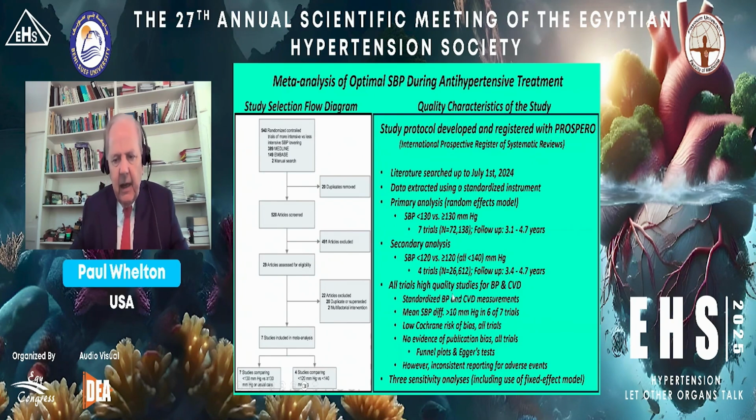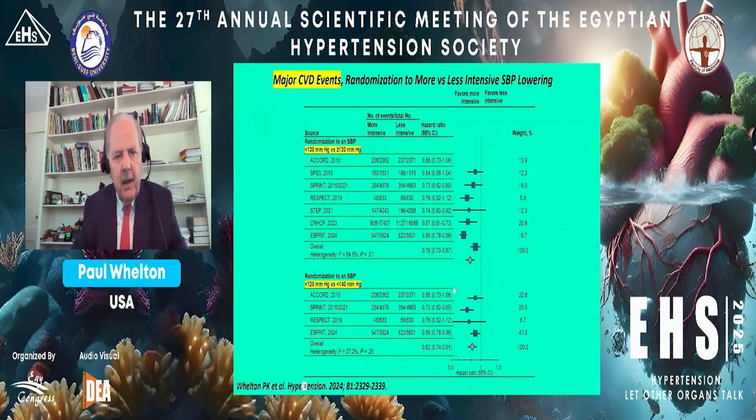We did 3 sensitivity analyses that I'll talk about in a moment. So let's cut to the chase. Here we're looking at major cardiovascular events as the outcome, and we're looking at, in the top panel here, less than 130 versus 130 or higher trials. Here is the line of identity, and everything to the left here would suggest more intensive treatment is beneficial. And you can see all the trials tend to shift to the left here. It's very obvious. And when you pool them, it's highly statistically significant, and the confidence interval is quite tight.